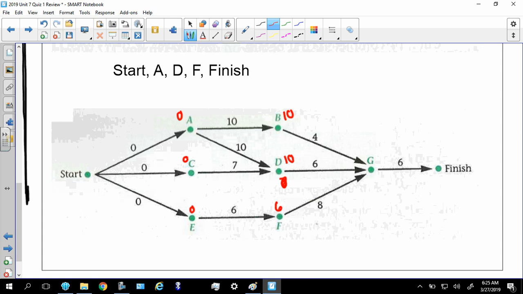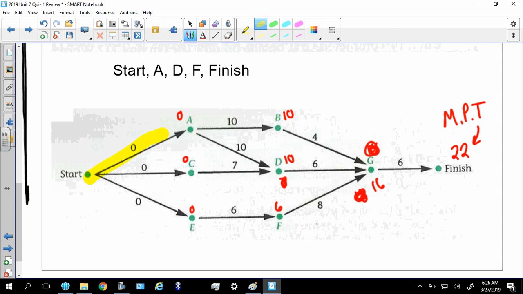F is easy because there's just one arrow going to it. Oh, G's got 3 arrows. So let's see. B to G, that's 14. D to G is 16. Or F to G is 14. Well, even though the 14s are the same, 16 is still better. And then the minimal project time is 22. All right. So let's go ahead and highlight and do our critical paths.